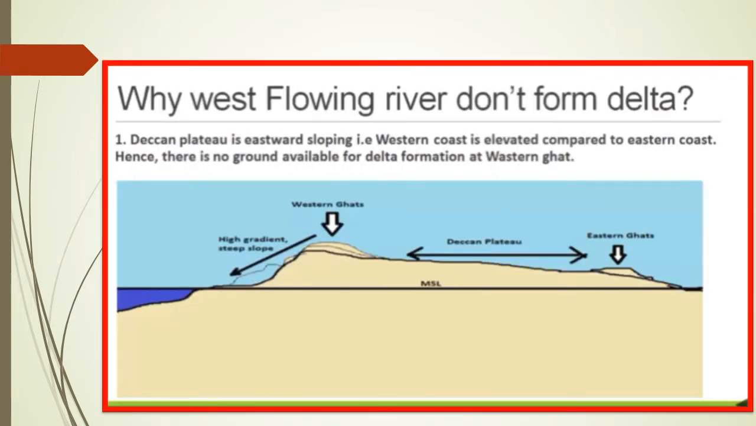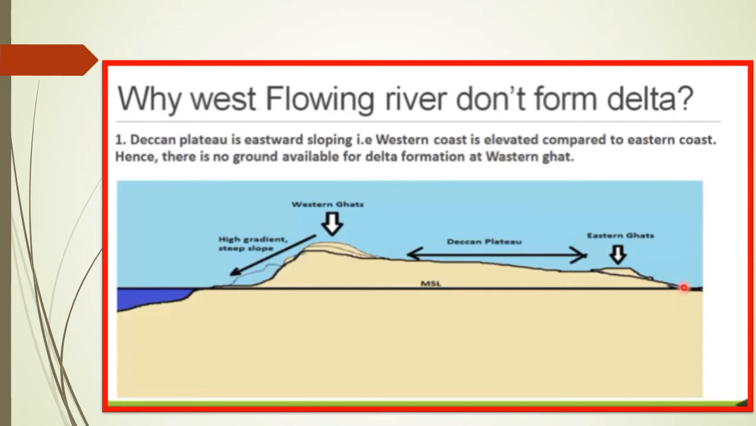Now the question rises in your mind, why don't west flowing rivers form deltas? One of the reasons, as I told you just now, is because the Western Ghats are slightly higher and are sloping towards the east. So most of the rivers are draining towards the east and empty into the Bay of Bengal. And the land between the Eastern Ghats and the Bay of Bengal, there's plenty of land, so there's enough space for the rivers to form a delta.